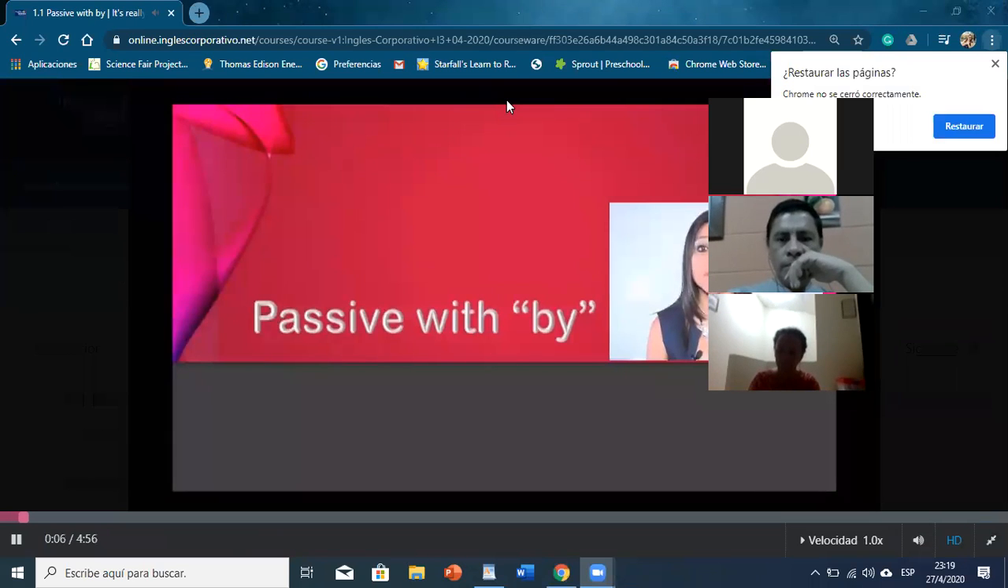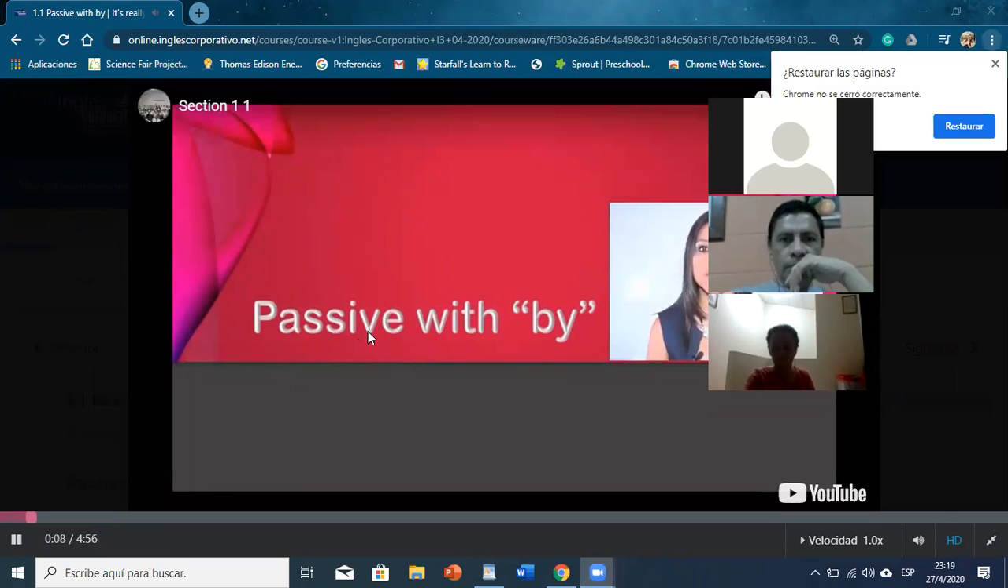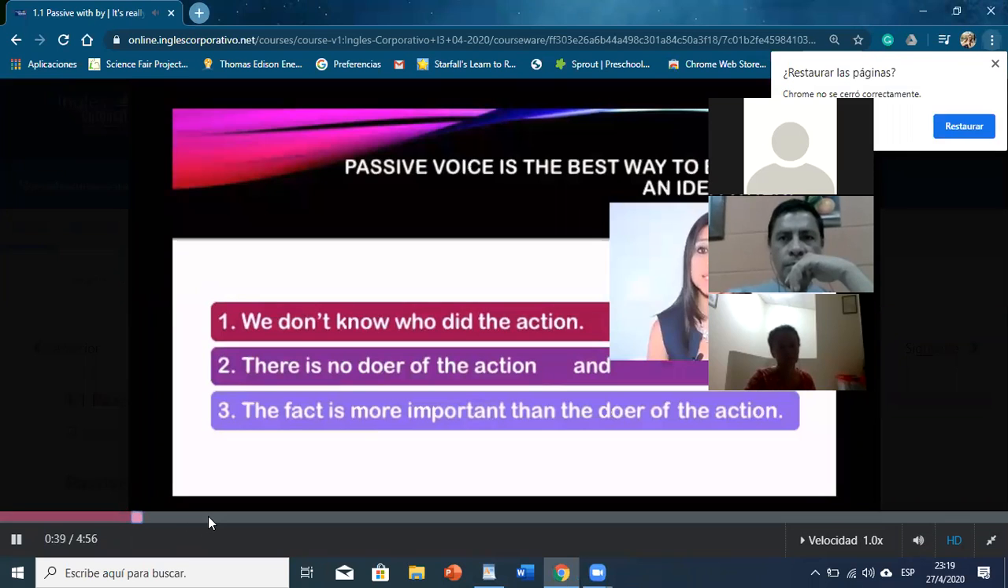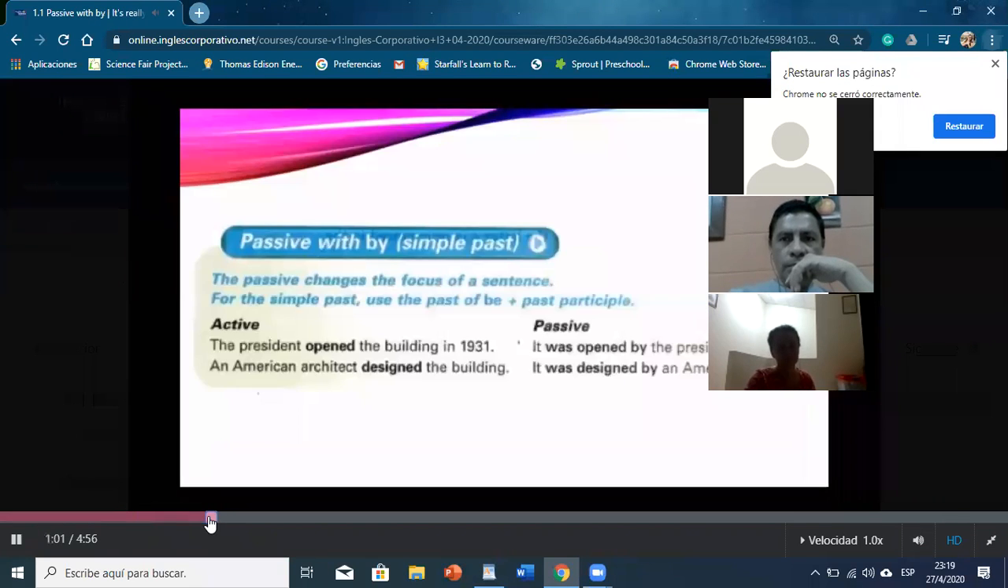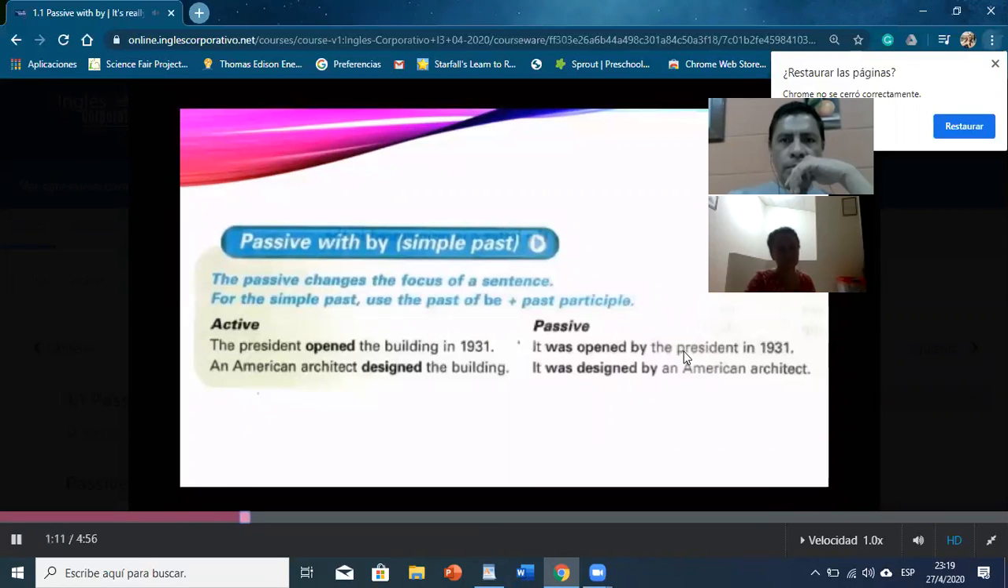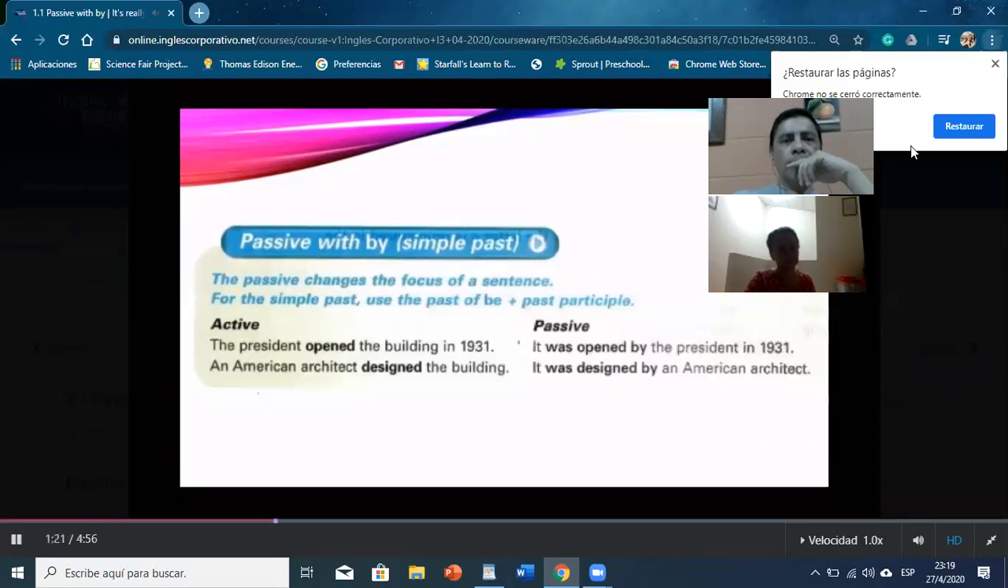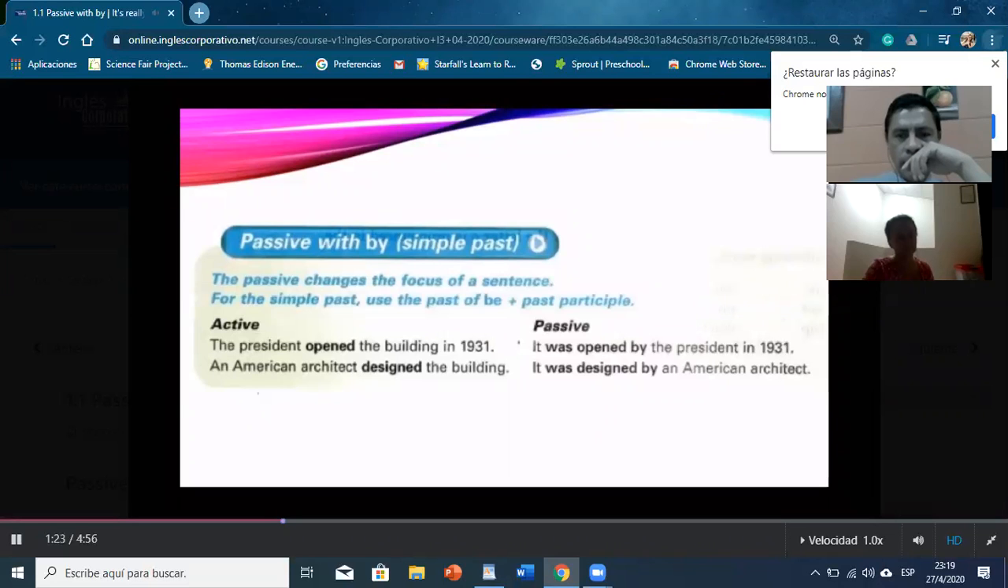But before we go deep into the topic, let me tell you what passive voice does to a sentence. We will compare active with passive, so you see the difference. Use the past of be plus past participle. Active: The president opened the building in 1931. Passive: It was opened by the president in 1931. Active: An American architect designed the building. Passive: It was designed by an American architect.